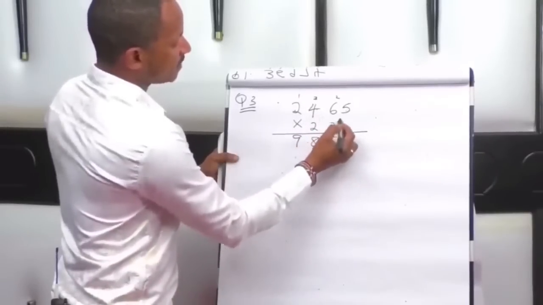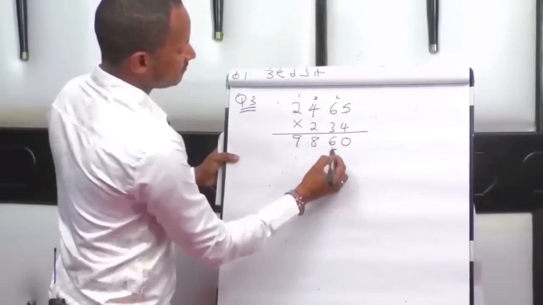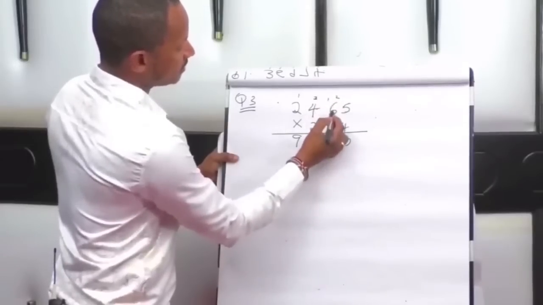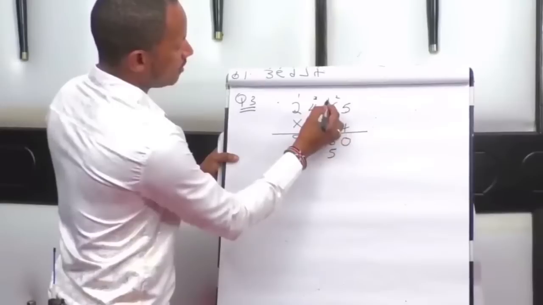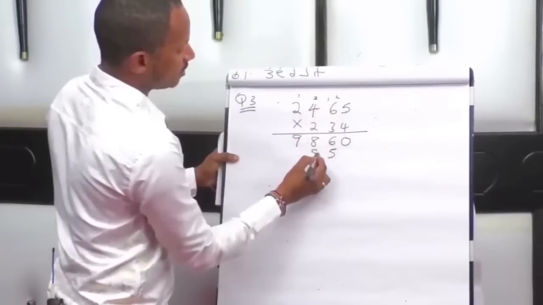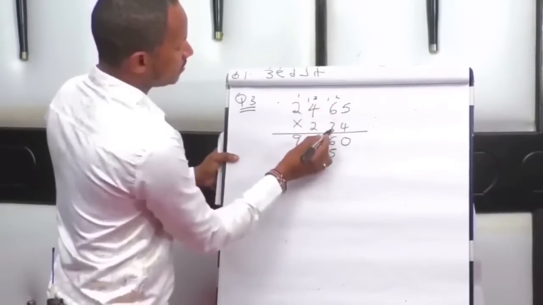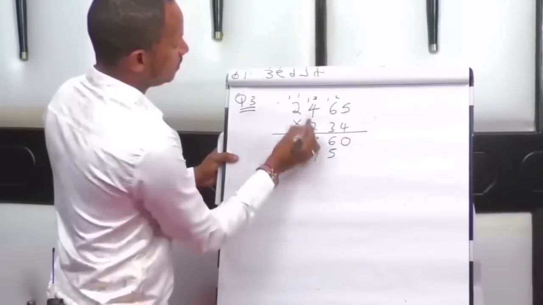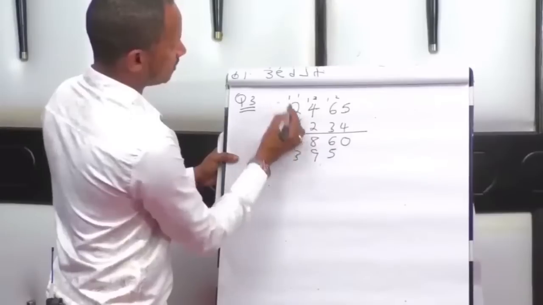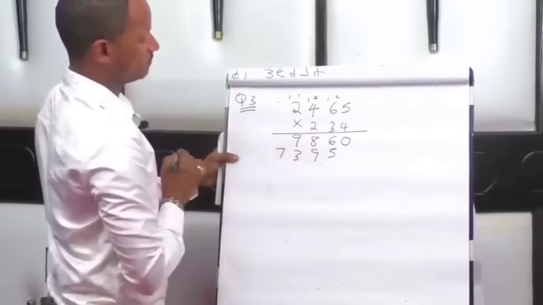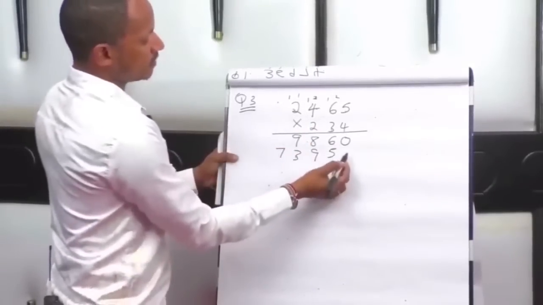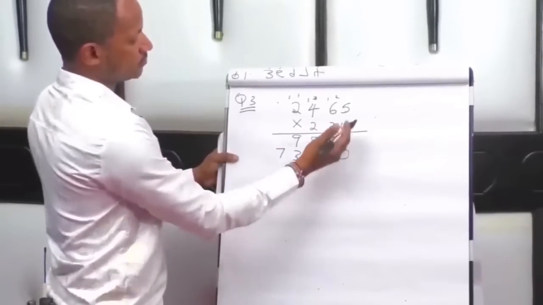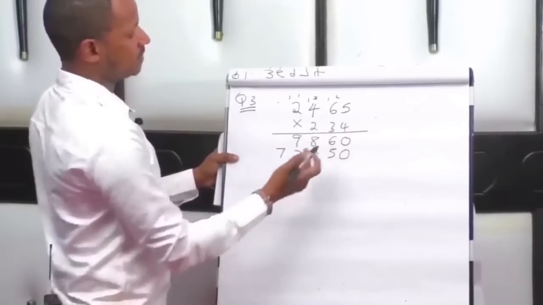Then 3 times 5 is 15. Write 5 carry 1. 3 times 6 is 18, plus 1 is 19. 9 carry 1. 3 times 4 is 12, plus 1 is 13. 3 carry 1. Then 3 times 2 is 6 plus 1, 7. So you can just add 0 here so that you make them uniform, but I'll explain that.